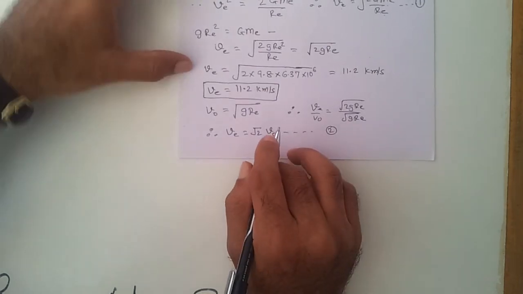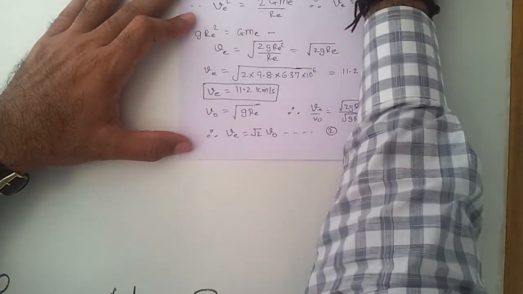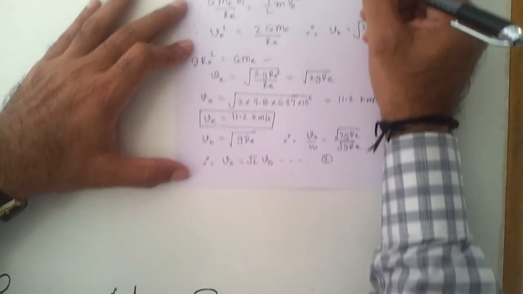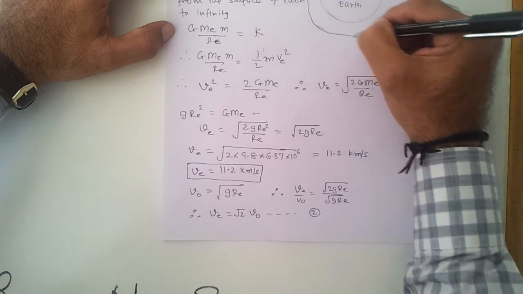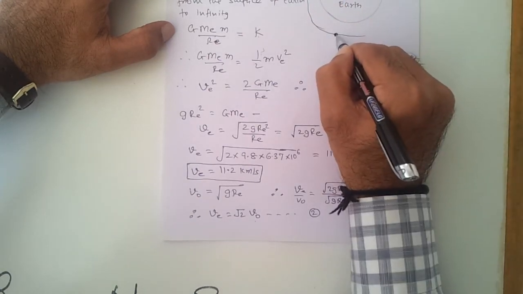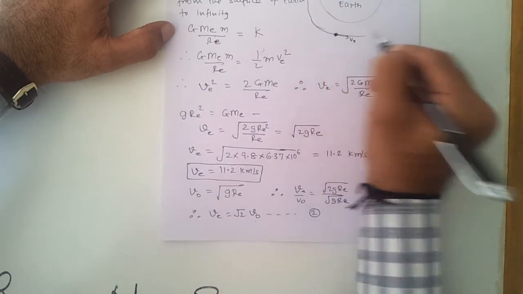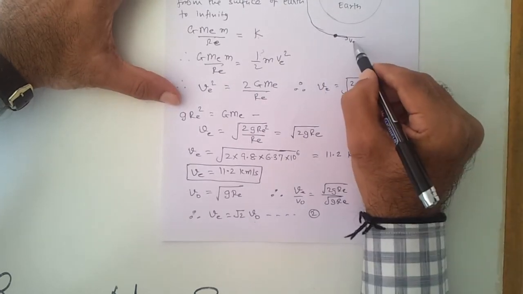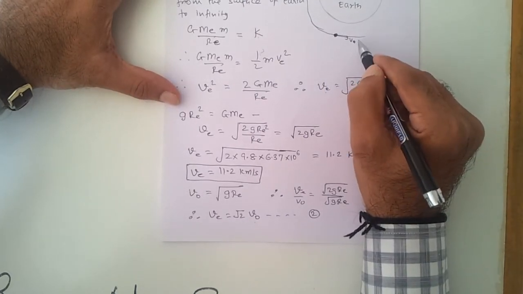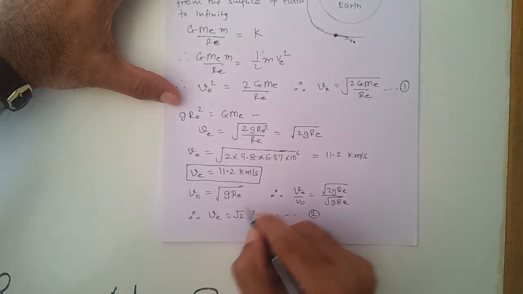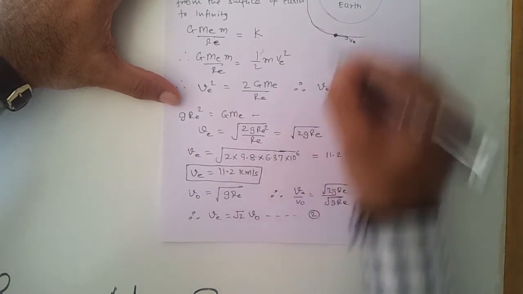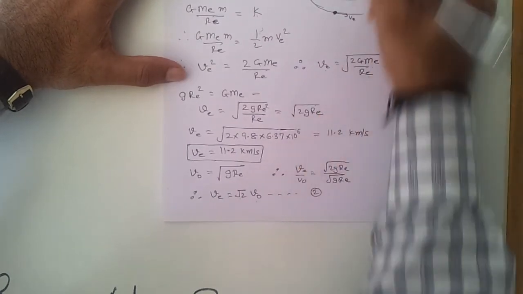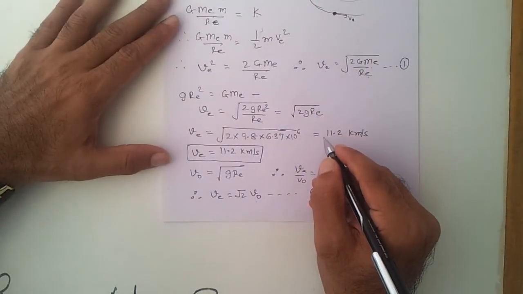And what does this mean? Let us come back over here. Let us say there is a satellite moving in this particular orbit around the Earth, and its orbital velocity is vo. Now if I increase this velocity vo by square root 2 times, right? If I increase it to square root 2 vo, then it will escape from the Earth. That means it will leave the gravitational field of the Earth and escape.